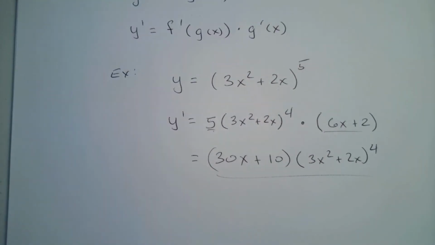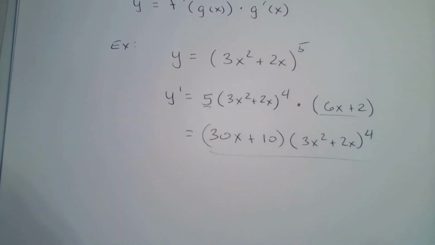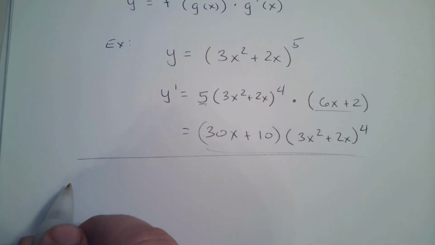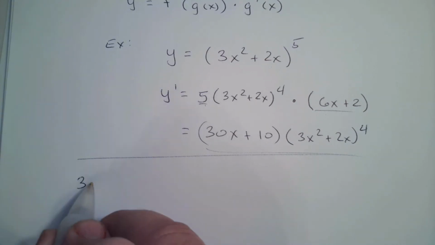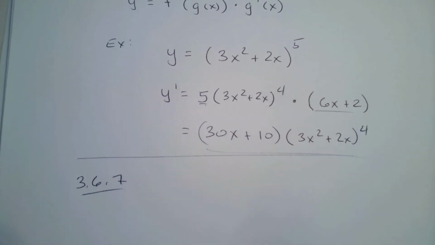There's a flux here. So this is 3, 6, 7.